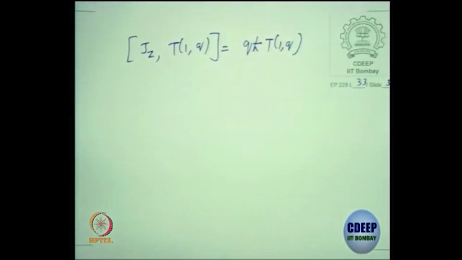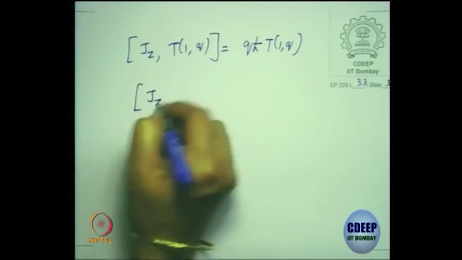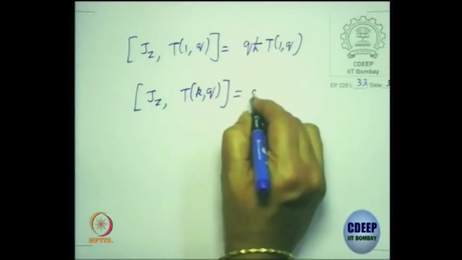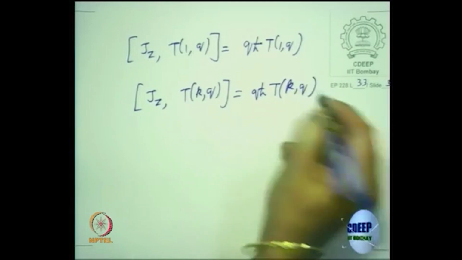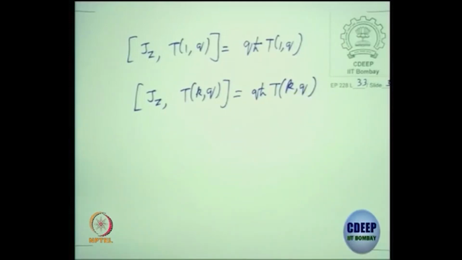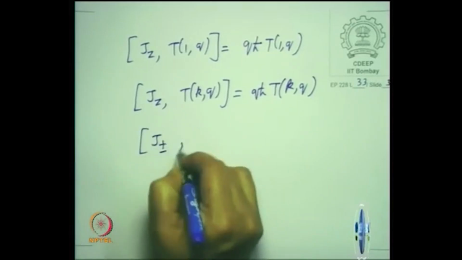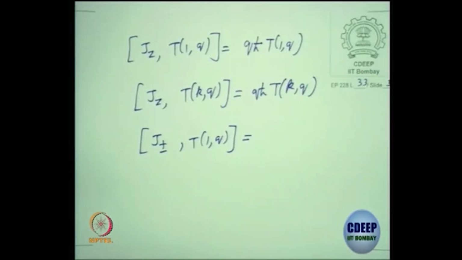I can do this. Now my claim is that this will hold even if I do it for other tensors of rank K, Q H cross T(K,Q). I have not proven it, but it can be proved. Is that all? You need to do other things also. What are the things? J plus or minus with T(1,Q). What will this be? That is the next question.